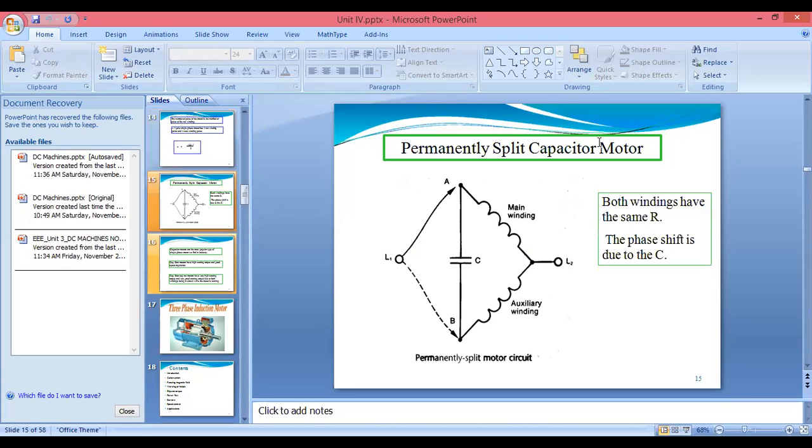So here we are supposed to study the permanently split capacitor motor. Here if you see, this is the main winding. Main means the armature winding, and this is the field winding, the auxiliary winding. Here both windings have the same impedance. R is the impedance, resistance. And the phase shift is only because of the capacitor. If you see here, we are connecting the capacitor in between the main winding and the auxiliary winding. So the phase shift will depend on the value of the capacitor.